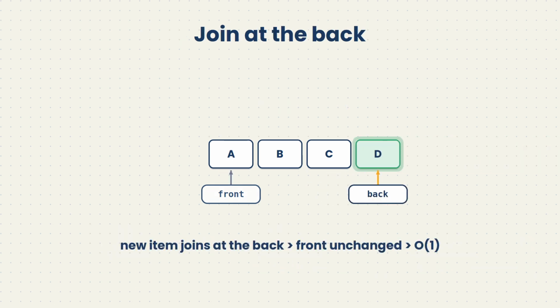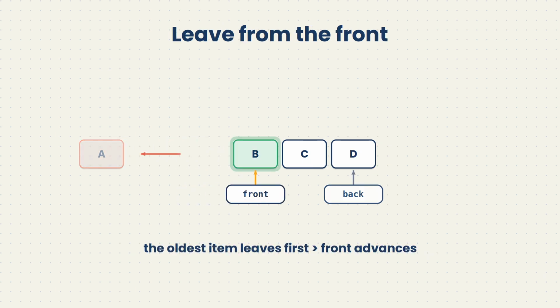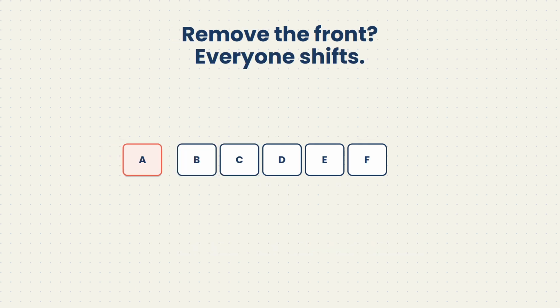Enqueuing adds a new item at the back of the queue, behind everyone already waiting. The back marker moves to the new item and the front stays exactly where it was. With the right design, this is O of 1. Dequeuing removes the item at the front, the one that has been waiting longest, and the front marker advances to the next in line. The oldest item always leaves first. The key question is how to do this without disturbing everyone else, and that depends on how the queue is built. Here is the trap.